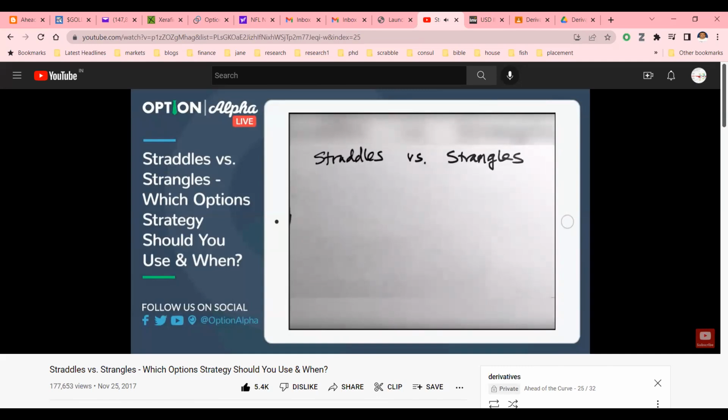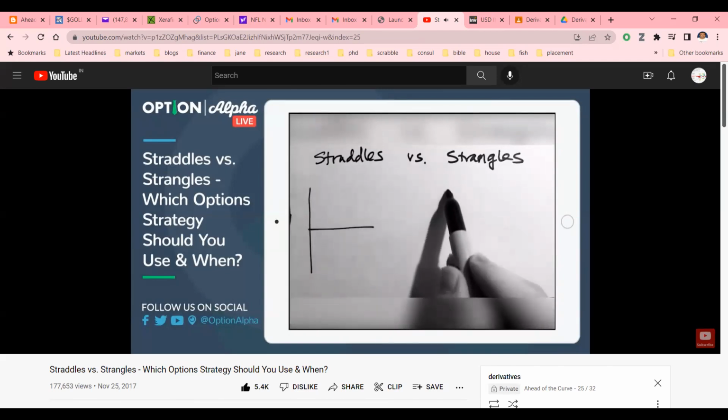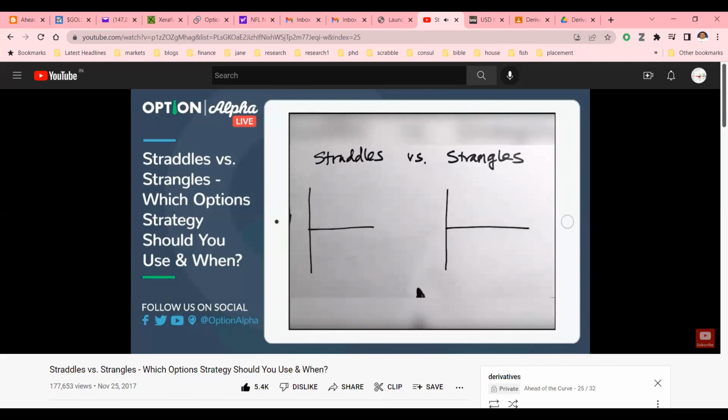So in today's talk, obviously, there are two different strategies that we're going to look at. We're going to look at the payoff diagram for each of these, and also how you use each of these different strategies, because a lot of people have questions on how to use them, when's the best time, the whole deal. So we'll get into that here in a second.